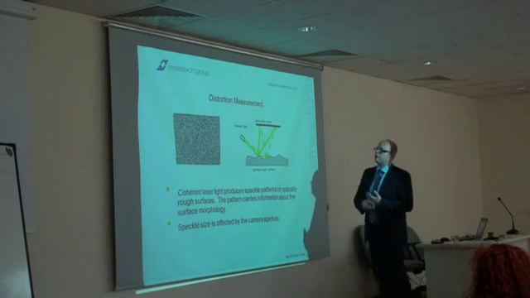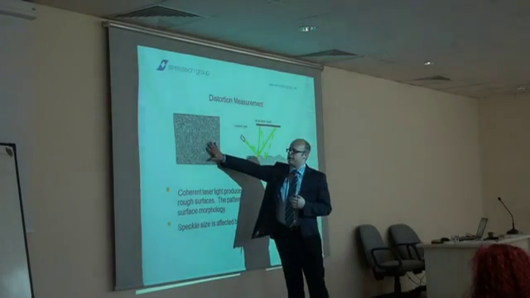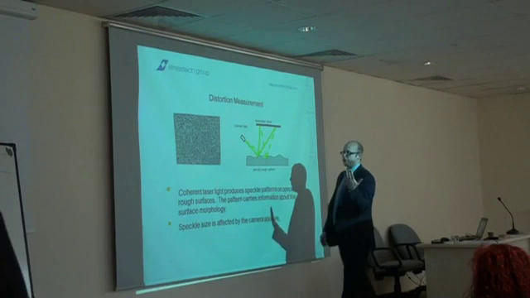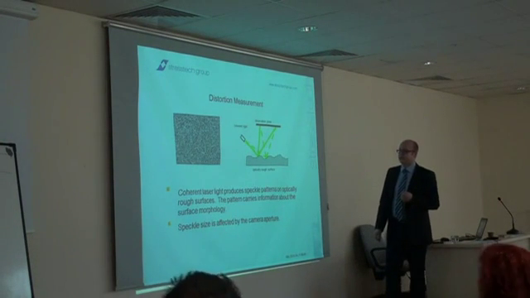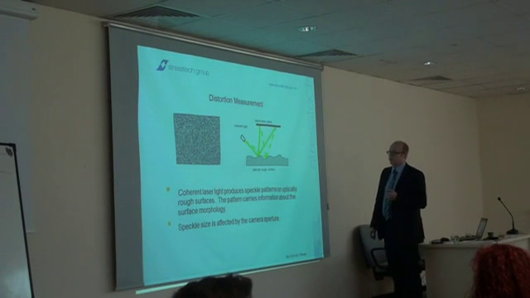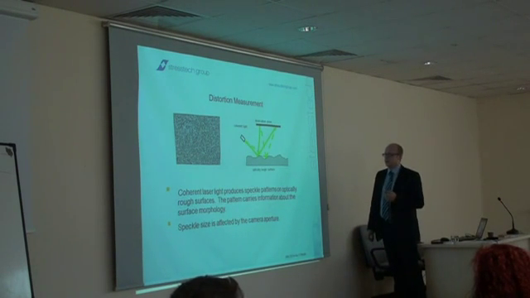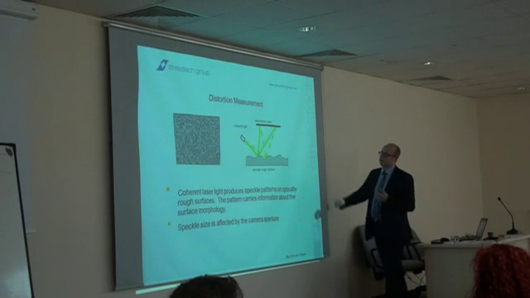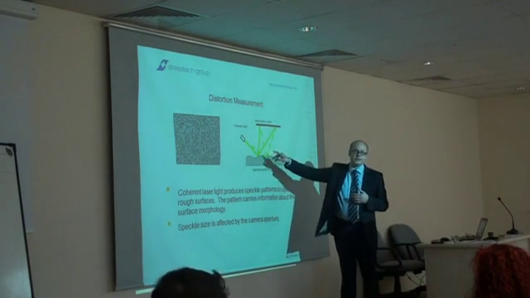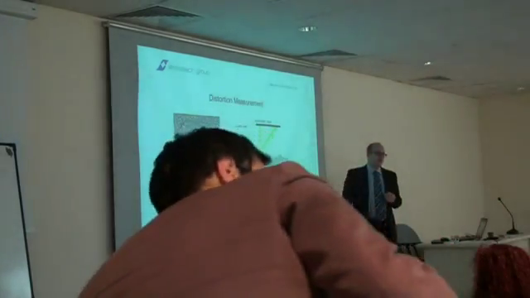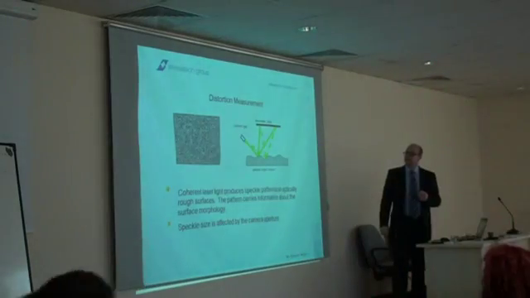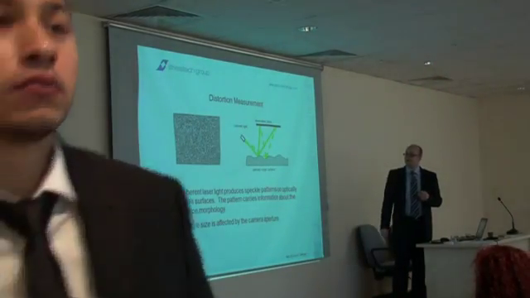Some of you already saw this kind of image yesterday on the laptop in the Prism Lab. Coherent laser light produces speckle patterns on optically rough surfaces. So we have to have this kind of surface. It cannot be like a mirror, because we don't get any scattered laser light.